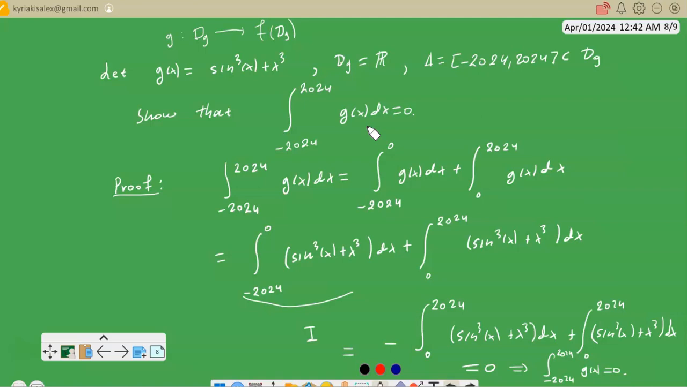You exploit the fact that the sum of two odd functions is also an odd function. Then you split the integral into two integrals, one on the interval from minus 2024 to 0 and the other from 0 to 2024. You choose the first integral and you change the variable, and then go back and substitute and get the desired result.